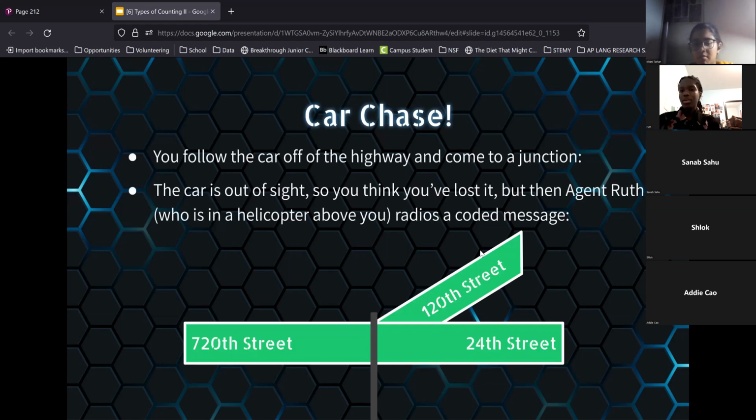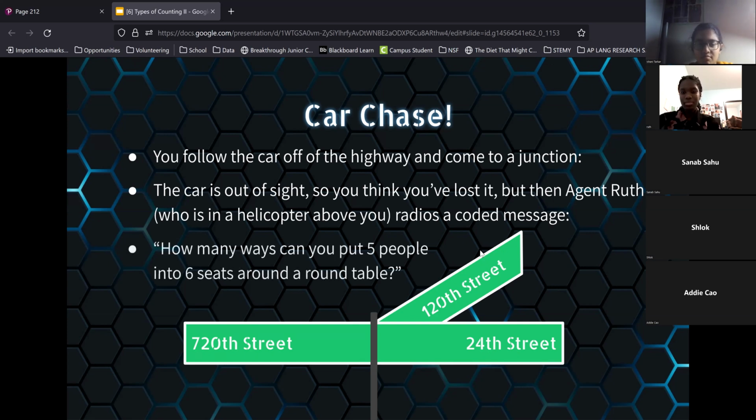You follow the car off the highway and come to a junction. The car is out of sight, so you think you've lost it, but Agent Ruth, who is on the helicopter above you, radios a coded message. How many ways can you put 5 people into 6 seats around a table?